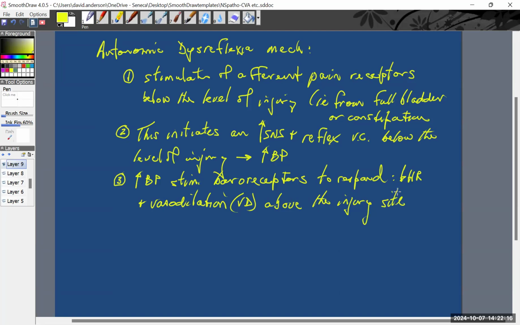Can't get it below because there's no pathway to go below. So the upper body flushes because of the vasodilation. The lower body remains constricted because of the sympathetic response. So there's a difference in physical appearance.